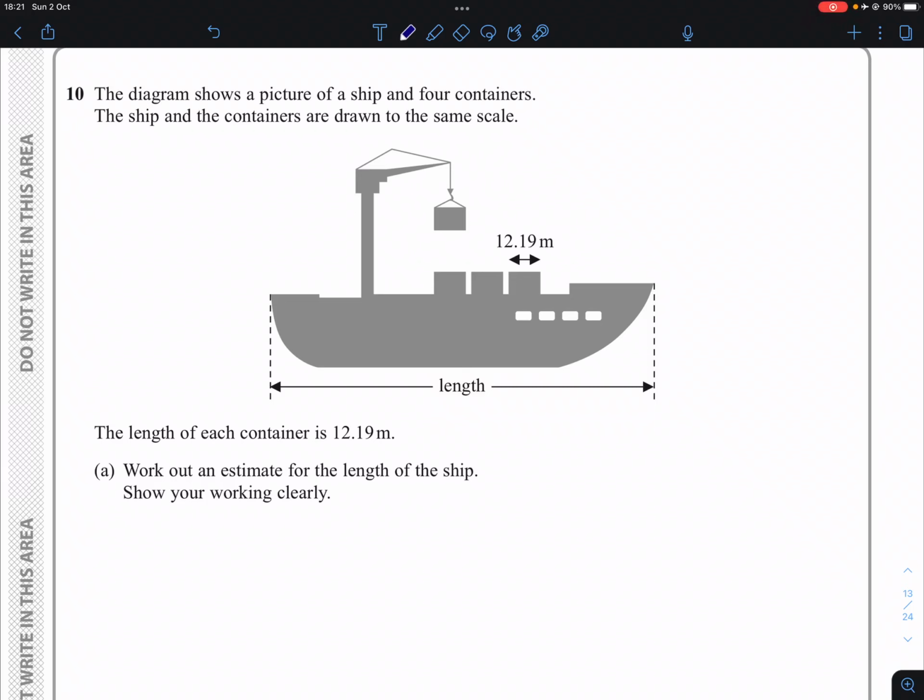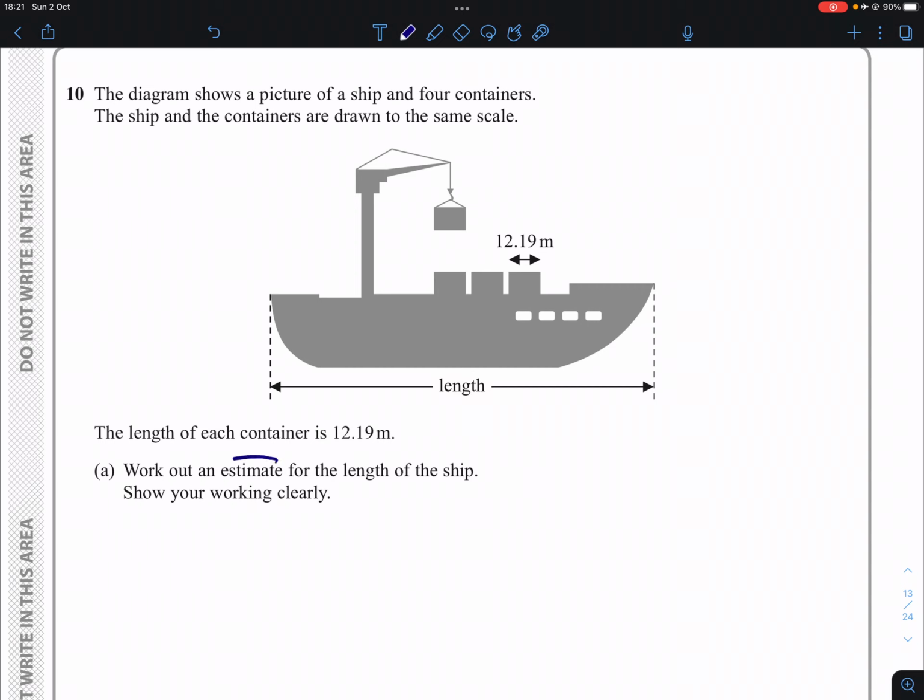Question 10. The diagram shows a picture of a ship and 4 containers. So we have the ship here with a given length highlighted by that arrow. We have each container with a given width highlighted by that arrow. We are told that the length of each container is 12.19 meters in real life.